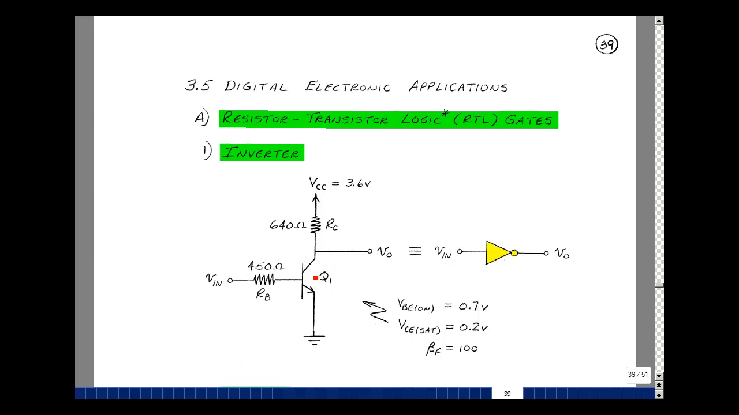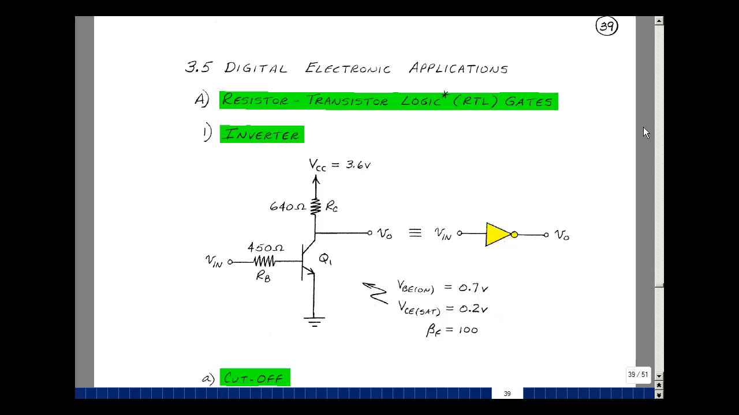It consists of one BJT, a 640 ohm collector resistor, and a 450 ohm base resistor. This was the first commercial logic family, introduced by Fairchild Semiconductor back in the 1960s. We're going to show that this is actually an inverter. Let's assume that VBE on is 0.7, VCE sat is 0.2, and beta F is 100.